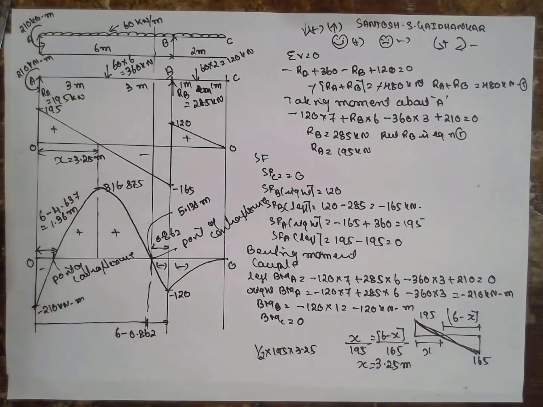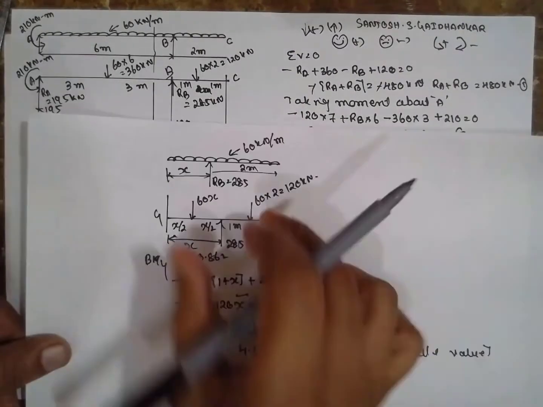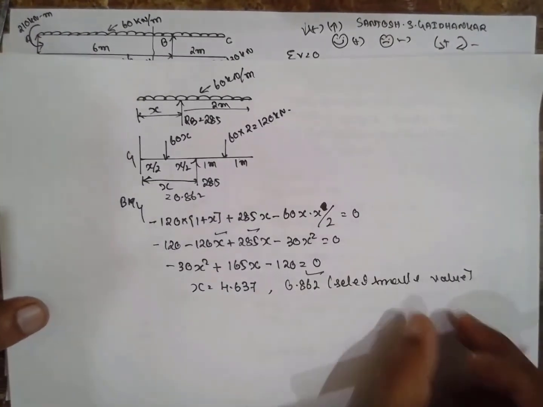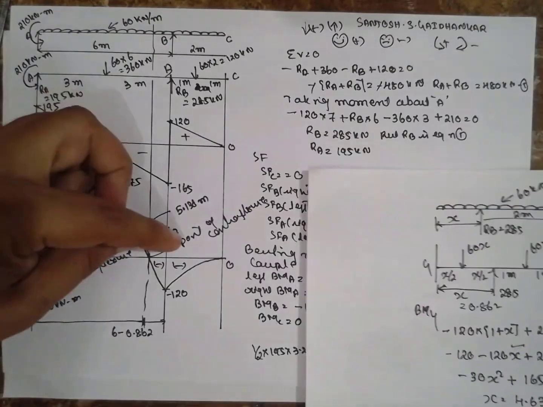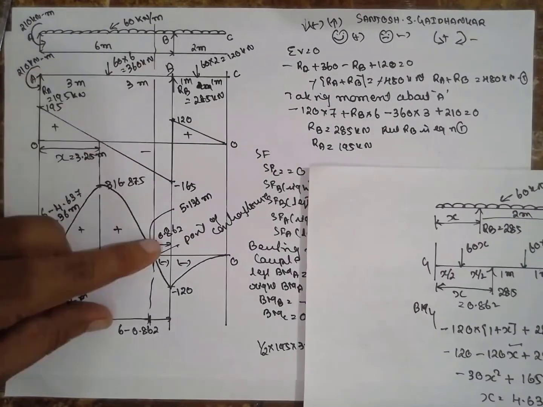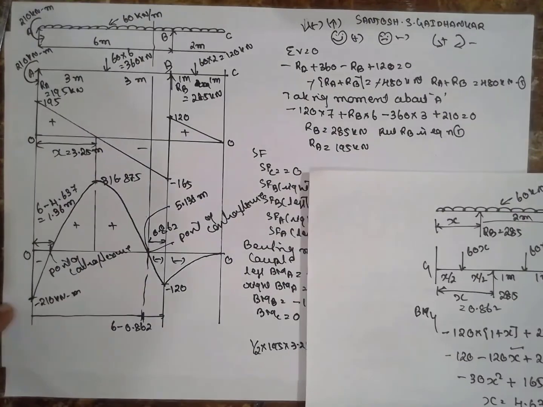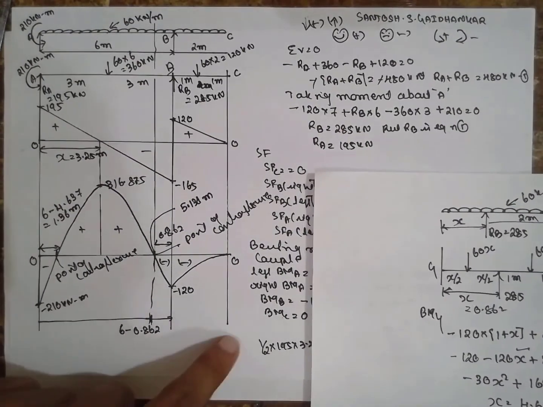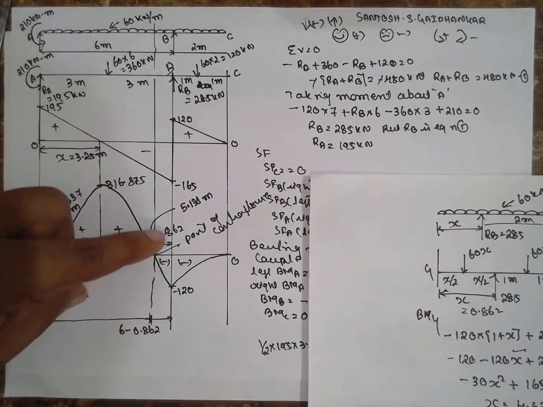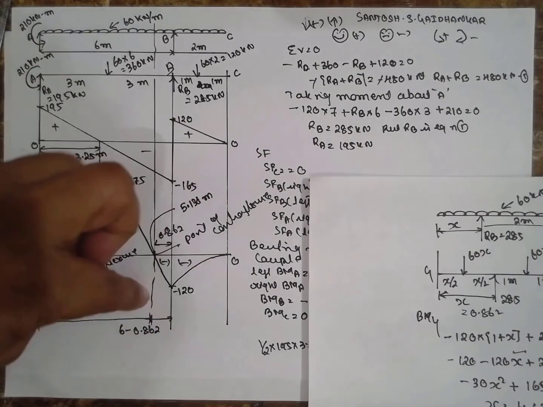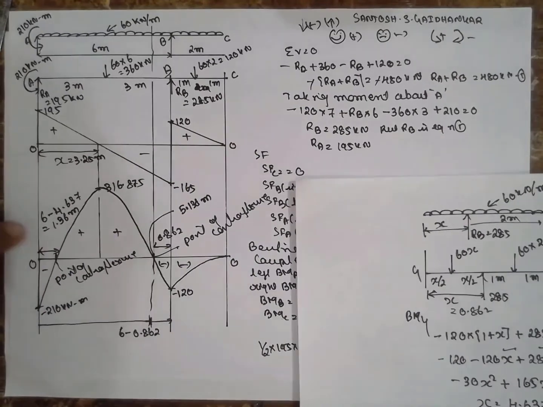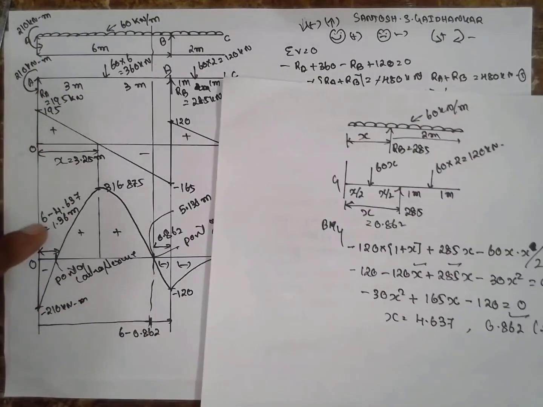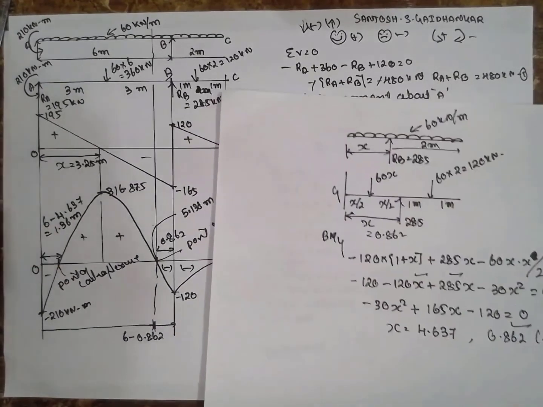In this way you have to solve the problem. I have taken the half portion. I found the two values. The first value, I will select the smaller value. This is the X here. I will deduct from the total length. Then you will get the point of contraflexure from this direction. If you want to take this from this direction, that is 2 plus 0.862, you will get the point of contraflexure from this direction. Whatever this value is has to be deducted from this part. 4.6 minus this part, you will get the value of this point of contraflexure.